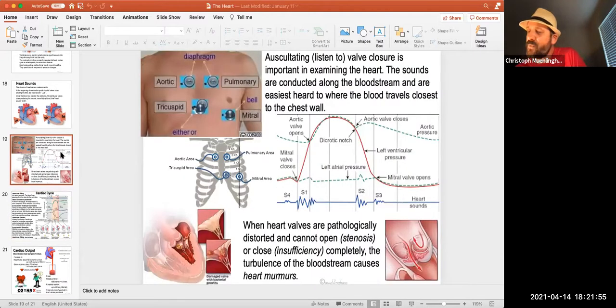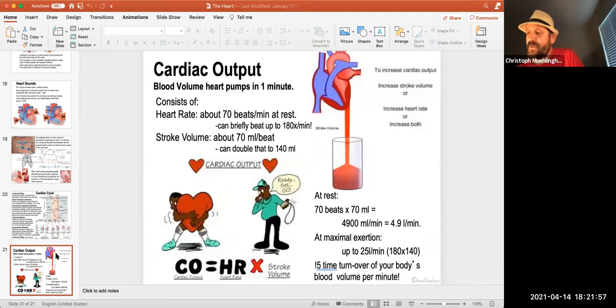And then the last one is the cardiac output on this slide. Cardiac output is how much blood the heart can pump in 1 minute. And it's a measurement of a multiplication between a heart rate, how many times the heart pumps per minute, we were just talking about that, and then a stroke volume, which is how much blood gets pumped each time it pumps. At rest, it's about 70 beats per minute, and the stroke volume is about 70 milliliters per beat.